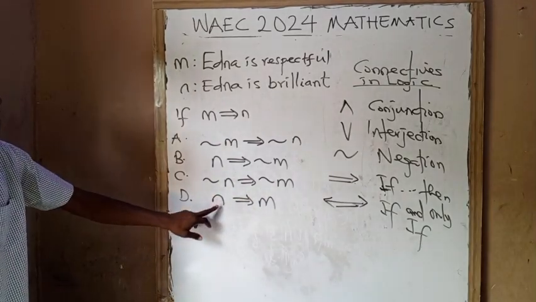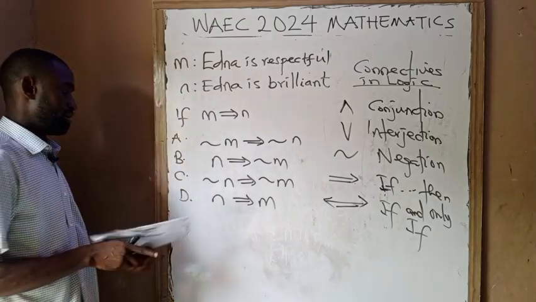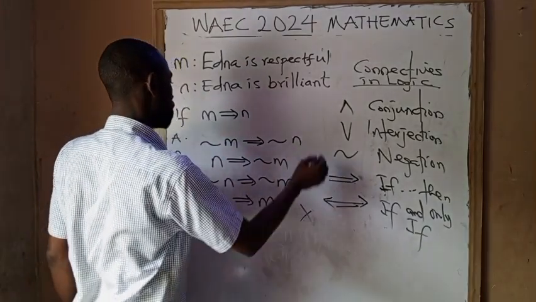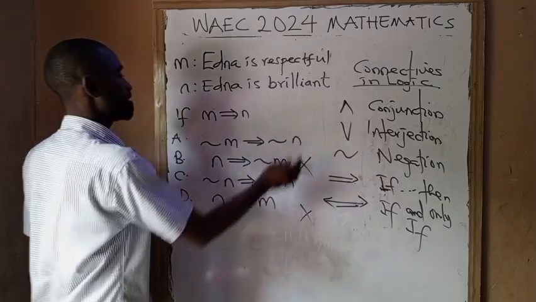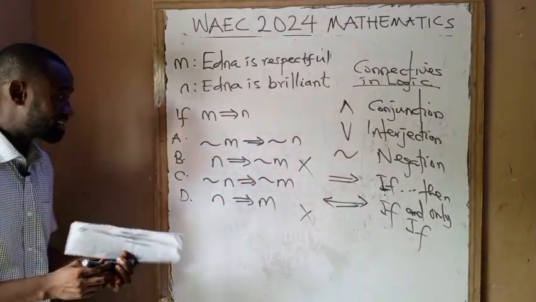Respectful. If Edna is not brilliant, so this one can be the answer. This one cannot be the answer. This one cannot be the answer. So it's between this and this. Let us look at it critically.